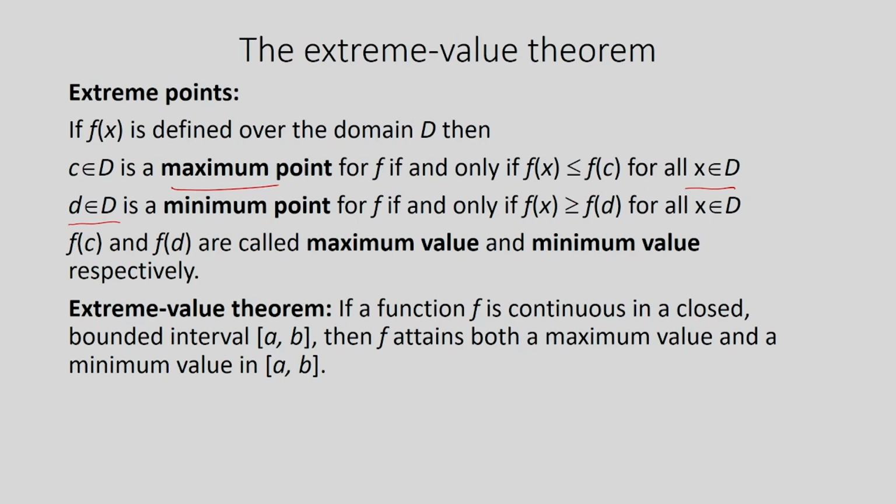Now, we come to the extreme value theorem. If a function f is continuous in a closed bounded interval a to b, then f attains both a maximum value and a minimum value in the same interval a to b. So, this is very important, and look at the conditions. f has to be continuous, and it is defined over a closed bounded interval a to b. Then we have both maximum and minimum values in the interval. So, this is called the extreme value theorem.